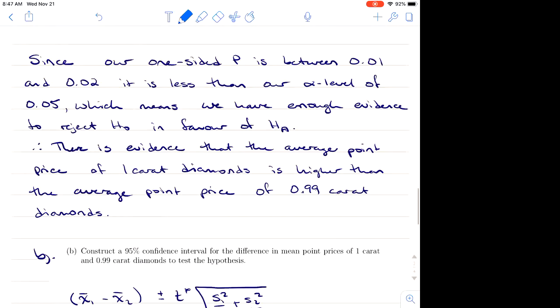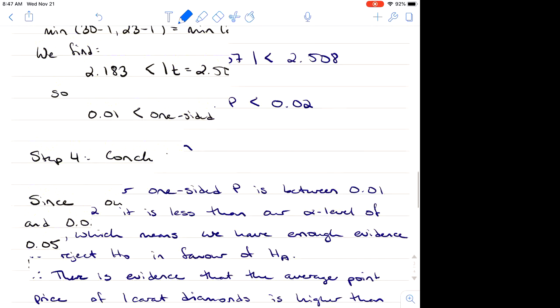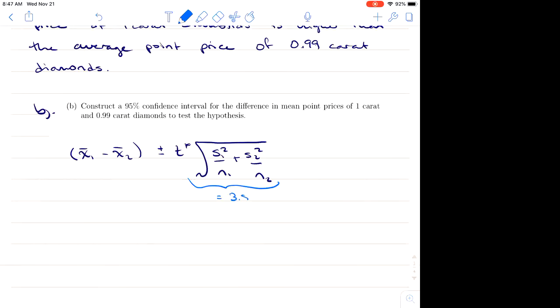equal to, what did we say it was? Only if you've shown your work, though. It's 3.562531505. I should have kept that. You can recalculate it, right? But hopefully it'll end up being the same, right?